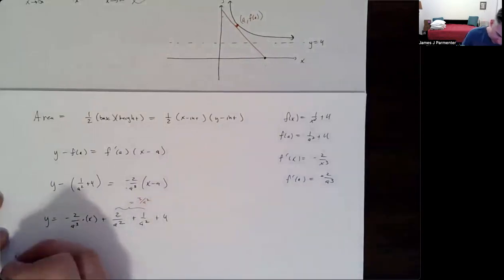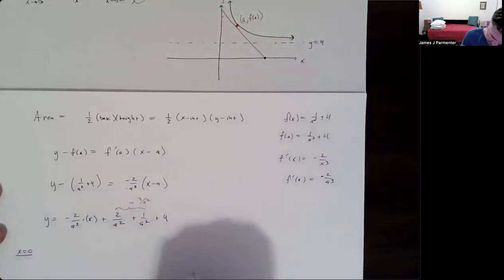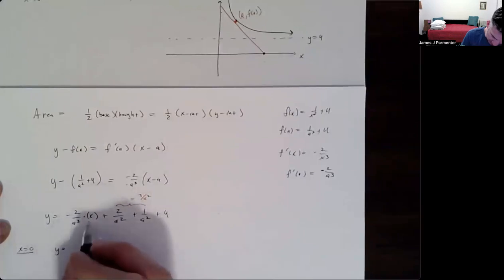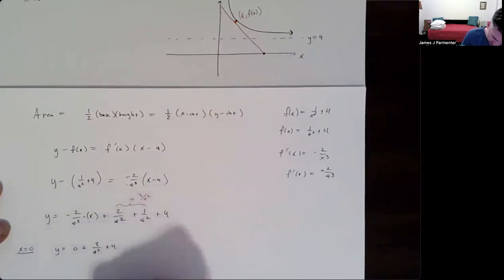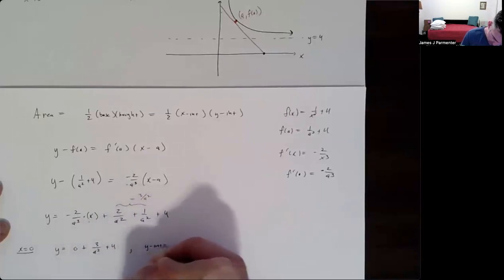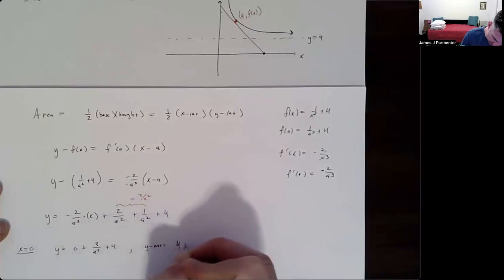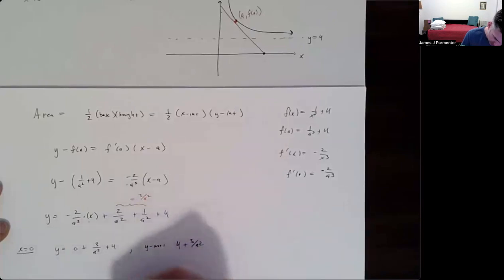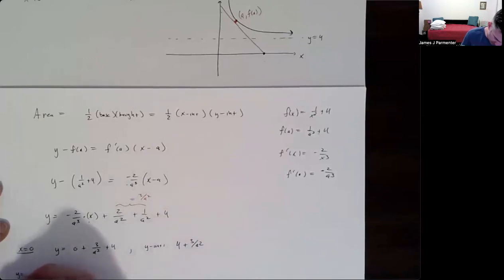So then, to find the y-intercept, set x equal to 0. Y is going to equal 0 plus 3 over a squared plus 4. That's my y-intercept. I'm going to write it as 4 plus 3 over a squared. Y-intercept, and then my x-intercept, I set y equal to 0.